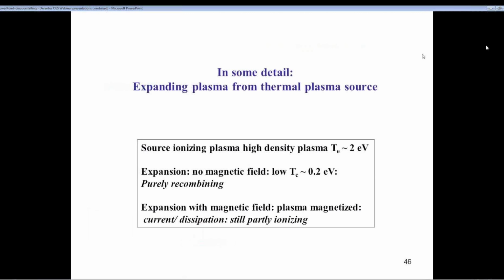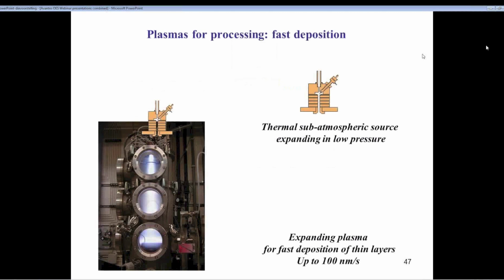In some detail, we will now treat a different plasma. This is an expanding plasma from a thermal plasma source. The reason to do that is that if you have an external plasma source to produce the plasma, different from the recombining plasma, you can have a more effective ionization and therefore more ion production and therefore more chemistry with the same power. So the source is an ionizing plasma with high density, electron temperature about 2 eV, and the expansion temperature, if there's no magnetic field, is very low. But with a magnetic field, and we'll treat both, the plasma is magnetized and there's still current and still partly ionizing.